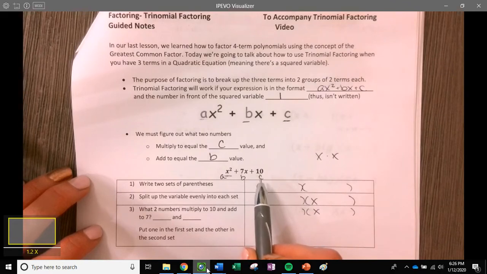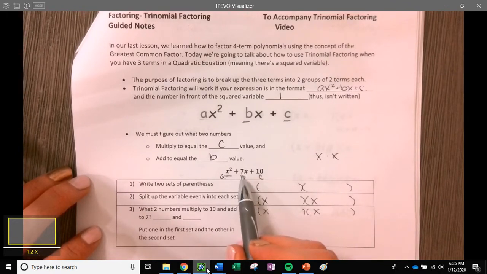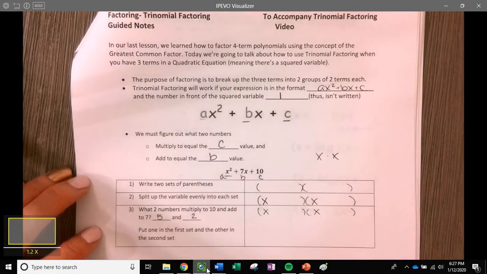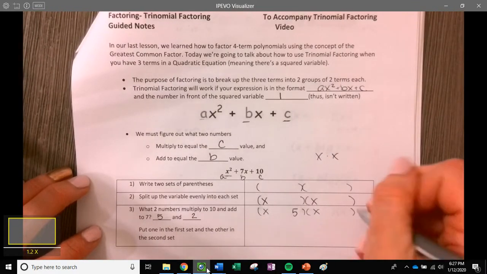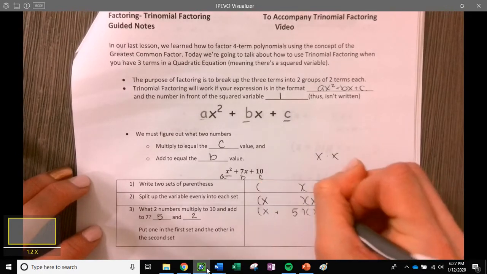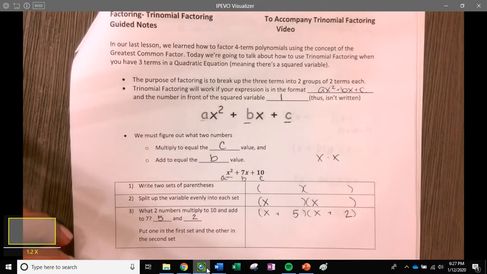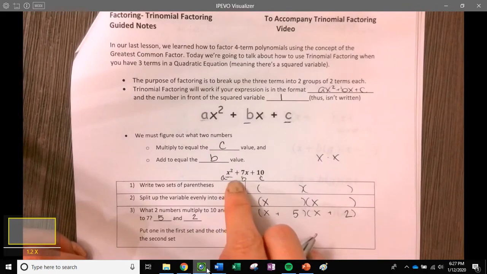What's next down the line? 5 times 2. If I multiply 5 times 2, I get 10. If I add 5 plus 2, I get 7. So those are the numbers that I'm looking for, 5 and 2. I'm going to put one of them here. I generally put the bigger number first. Then I'm going to put the other one here. They both have to be positive, so I'll give them both plus signs. That's it. That, right there, those are the factors of x squared plus 7x plus 10.